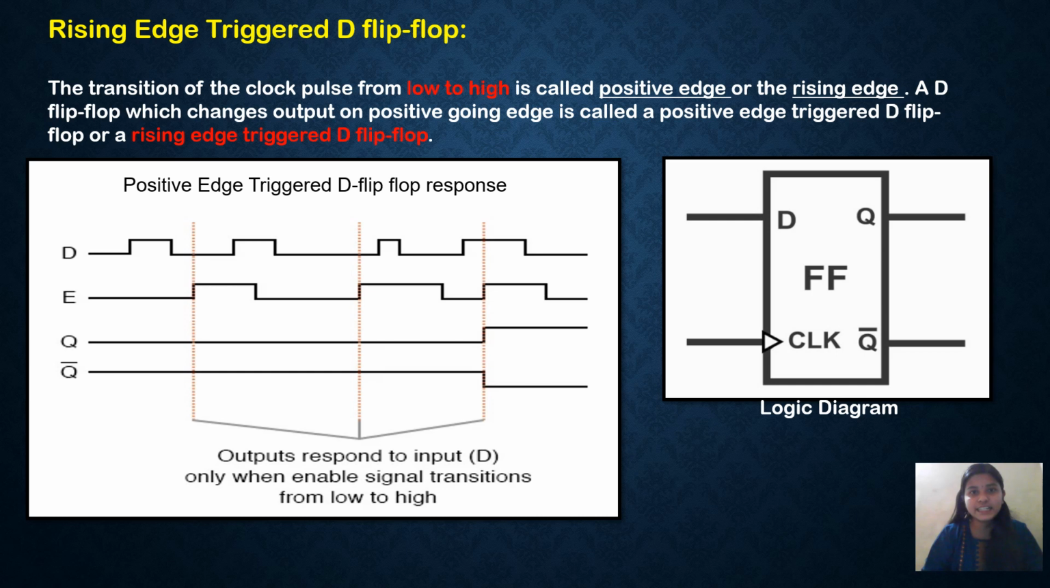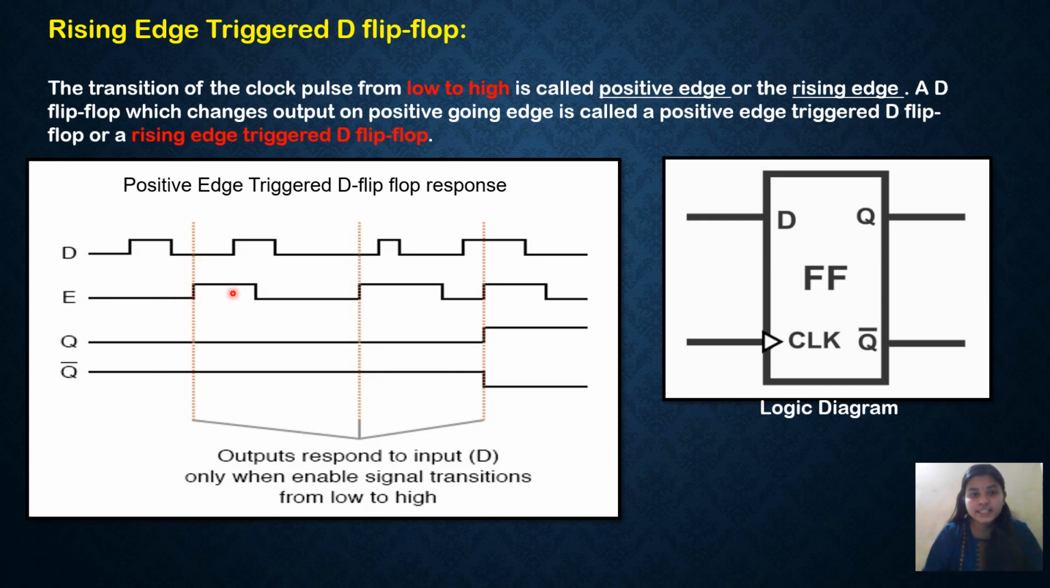Positive edge trigger D flip-flop is usually called a rising edge trigger D flip-flop. It is called so because the output changes on the positive going edge, that is rising edge of the clock pulse. Let's understand it better from a timing diagram. Here, the clock pulse is transitioning from 0 to 1, which satisfies the definition of rising edge. During this rising edge of the clock pulse, the data is at 0, hence Q is at 0.